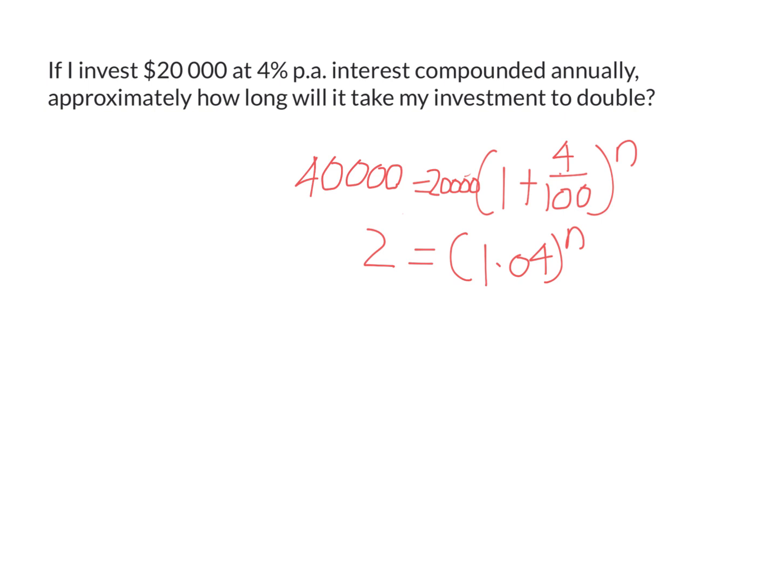All you can do is keep trying different values of N until 1.04 to the power of N gets you to 2. It turns out the answer exactly is about 17.67. So N is approximately 18. What that means is you need about 18 years for the investment to double. If you substitute N for 18 into this equation, you'll see the amount will be a little more than 40,000, so it will have doubled.